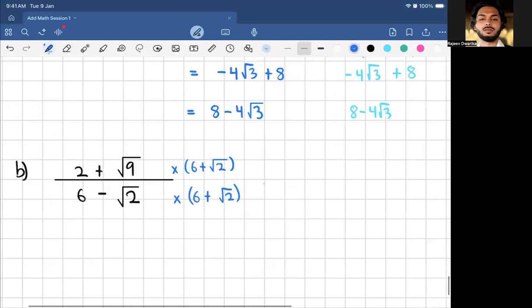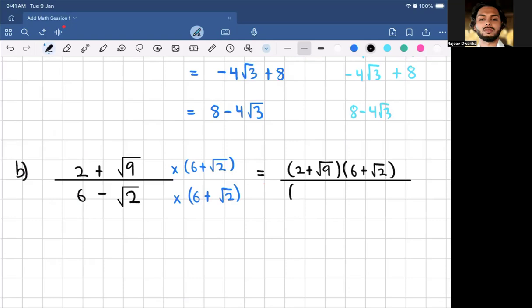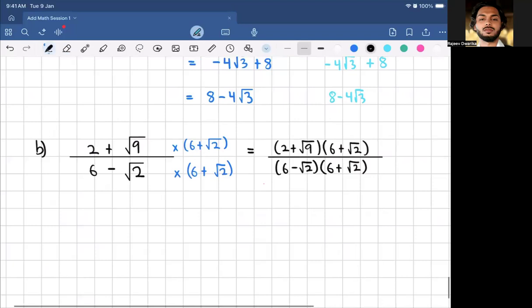Then the next thing you're going to do, you're taking your time. You're going to write 2 plus root 9, and put that in brackets. Then you're going to write 6 plus root 2. And in the denominator, you're going to write 6 minus root 2. Are you confused by anything I've done thus far? No, sir. Okay.